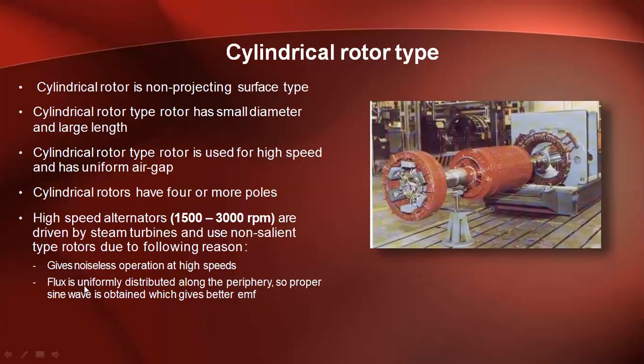Okay, I think you can see here. And the turbines or prime movers used here are of high speed, such as steam and gas turbines. These are used in steam power stations and gas power stations. The cylindrical rotor type is used only for high speed applications, and it has some advantages, that is it is noiseless. Even though it rotates at very high speeds, the noise is very less.